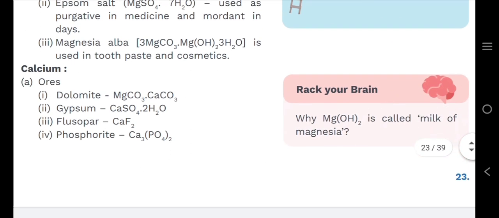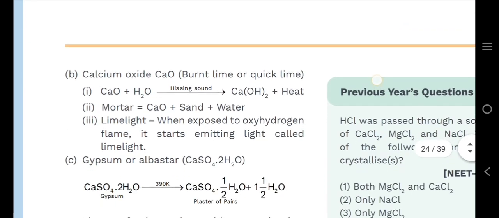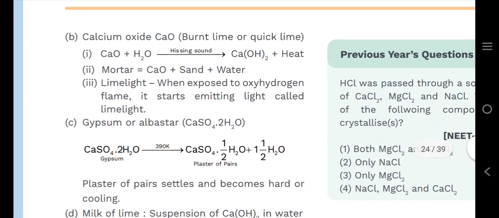Calcium. Ores of calcium are, for example, dolomite, that is MgCO3.CaCO3, and gypsum, CaSO4.2H2O. Calcium oxide, CaO, is burnt lime and quicklime. CaO plus H2O gives Ca(OH)2 plus heat. Mortar is calcium oxide plus sand plus water. Limelight: when exposed to oxyhydrogen flame, it starts emitting light called limelight.